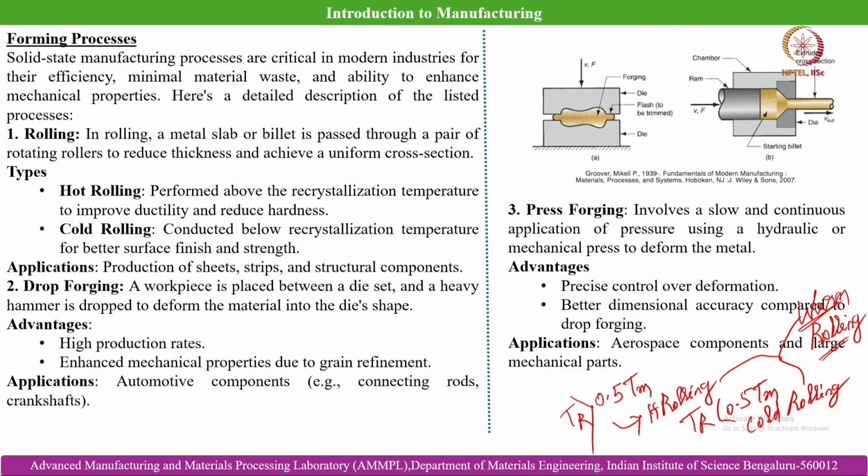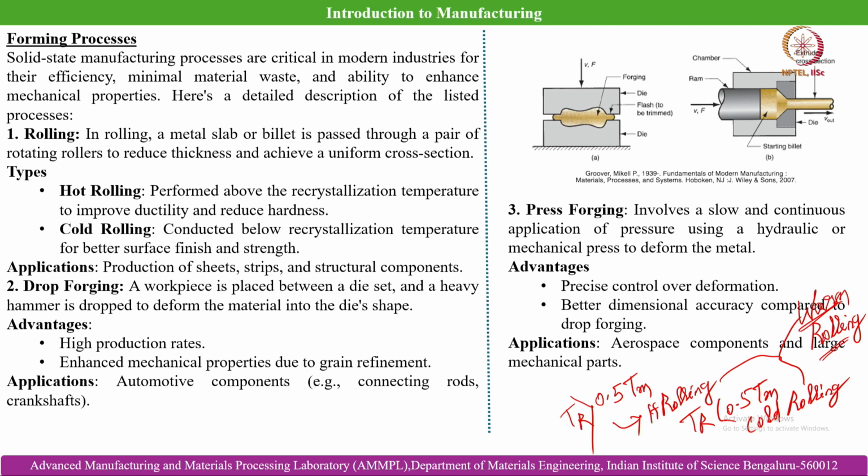Then drop forging. It is one of the basic forging techniques that we generally use. In this case, a workpiece is placed between a die set and a heavy hammer is dropped to deform the material into the die shape. It is one of the primitive forging techniques. The advantages are high production rates and enhanced mechanical properties due to grain refinement, and some applications are automotive components such as connecting rods and crankshafts. These are developed by the drop forging route.